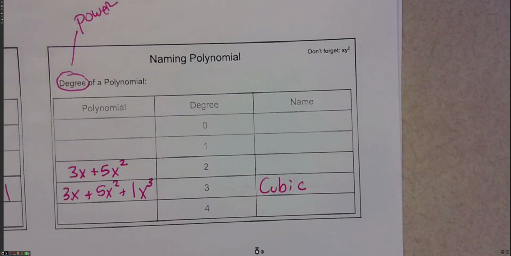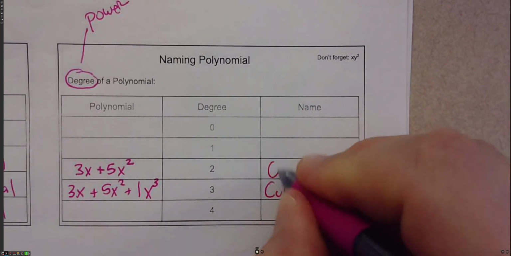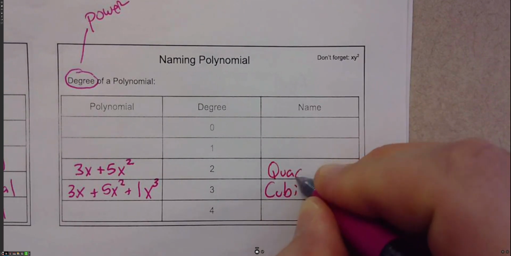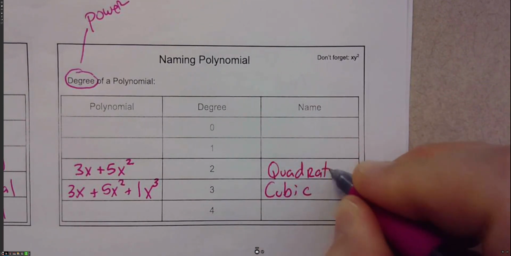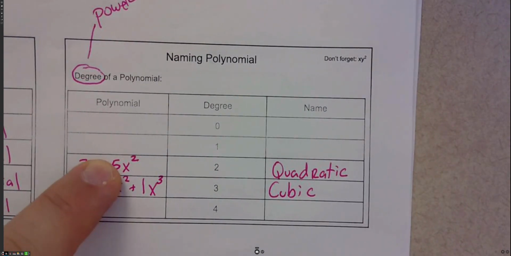Second power is really, really weird to me. It's called a quadratic. In terms of what makes sense, I hate the term quadratic because quad makes me think of 4, but that's what we call a second power.